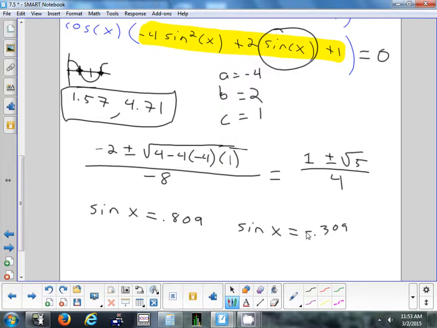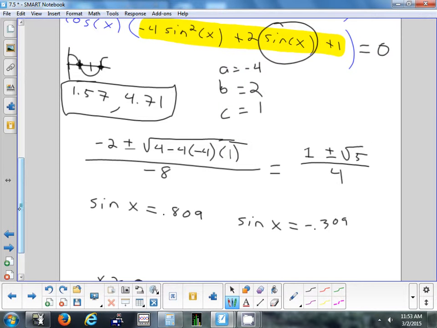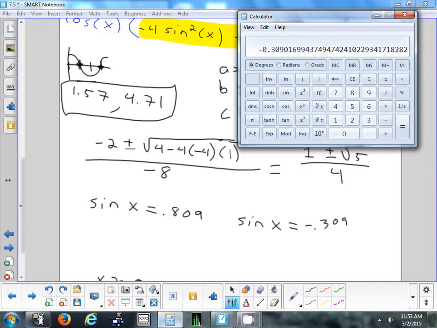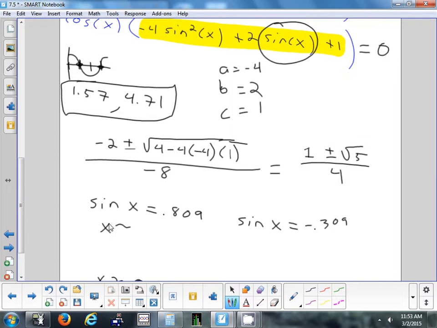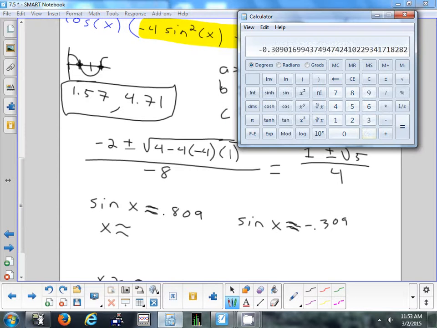Okay, now my last step to get x by itself. How do we get rid of sine? Darren? Inverse sine. So take the inverse sine of each side. Again, these are all approximate. We rounded. That's fine. Take the inverse sine of 0.809.